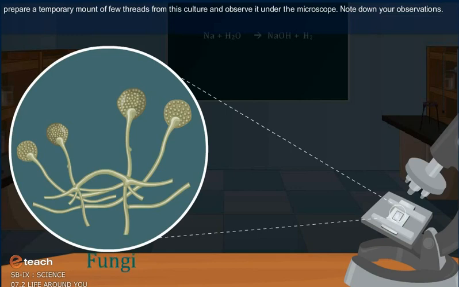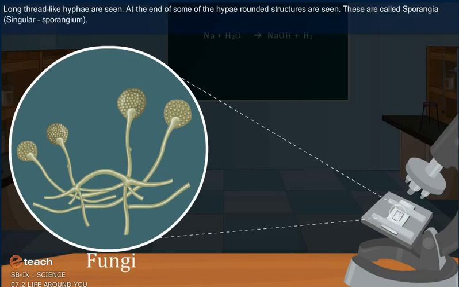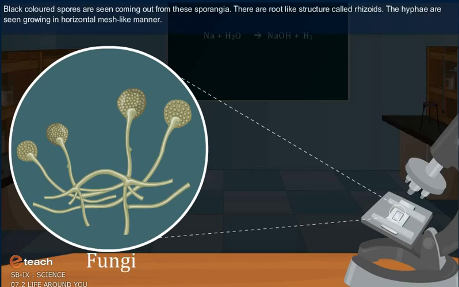Note down your observations. Long thread-like hyphae are seen. At the end of some of the hyphae, rounded structures are also seen. These are called sporangia, singular sporangium. Black-colored spores are seen coming out from these sporangia. There are also root-like structures called rhizoids. The hyphae are seen growing in a horizontal mesh-like manner.